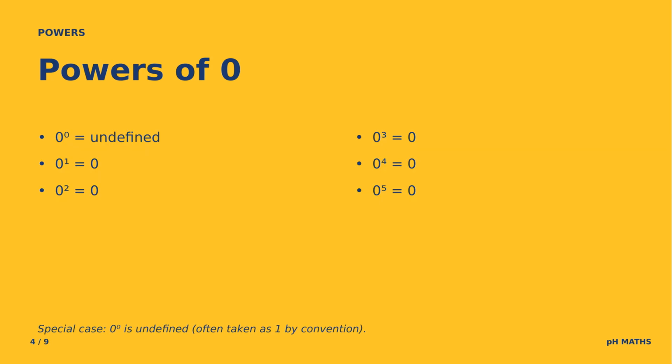Powers of 0. 0 to the 1 is 0. 0 squared, 0 cubed, to the 4th, to the 5th, they're all 0. Anything raised to a positive power, multiplied by itself any number of times, stays 0. 0 to the power 0, though, is a special case. By convention, mathematicians take it as 1, because it makes other formulas work cleanly. You won't be tested on the why, but if your calculator shows 1, that is why.